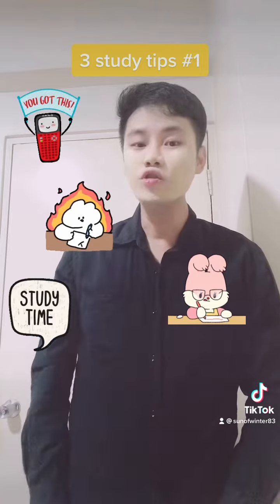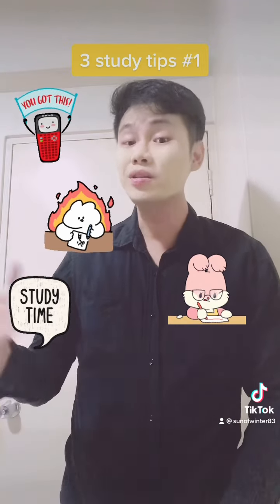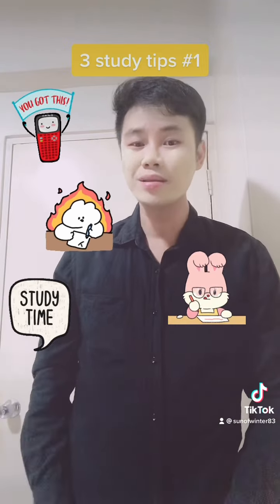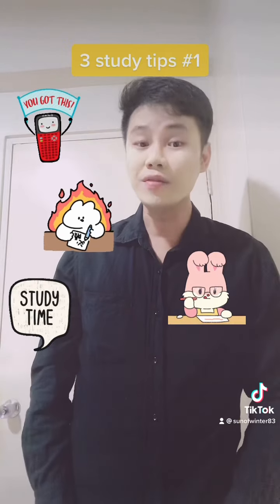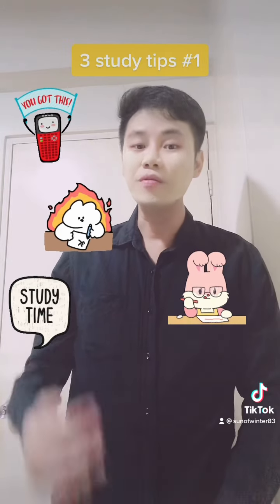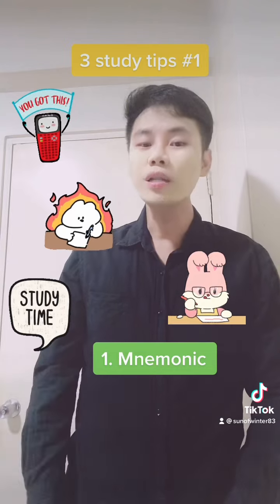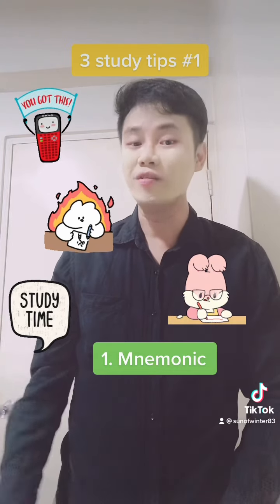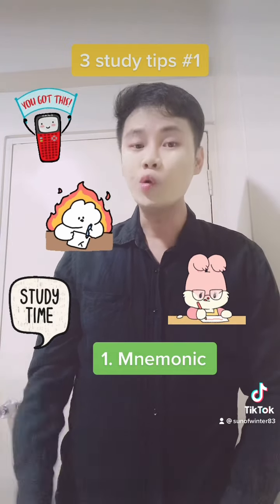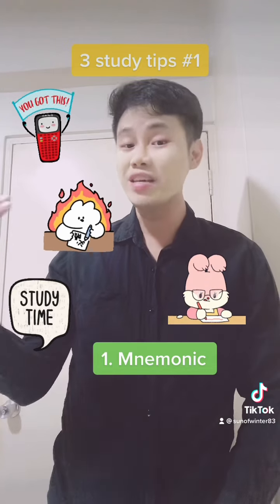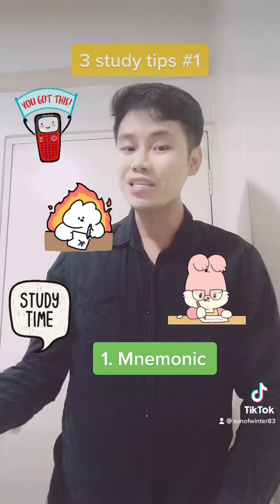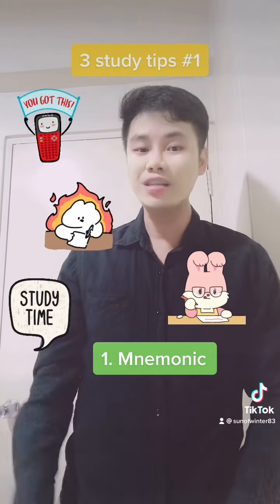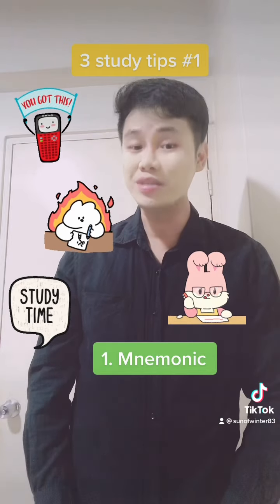Number 1, use short forms or mnemonics to remember key facts. For example, in the study of chemistry, under the topic of reactivity of metals, we learn about the order of reactivity of metals. We need to know which is the most reactive metal, followed by the less reactive until the least reactive metal in the metals reactivity series.